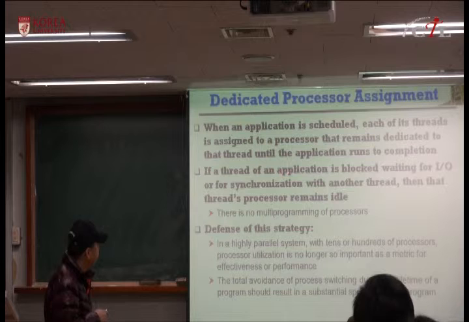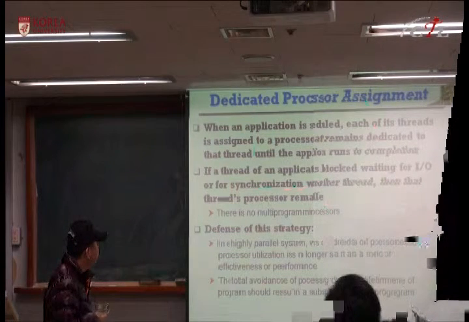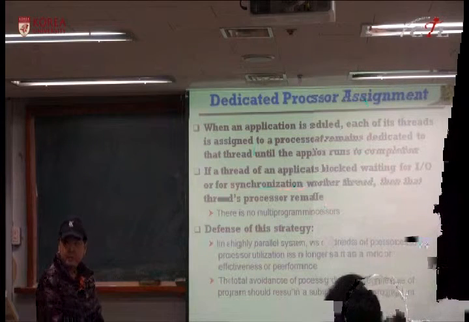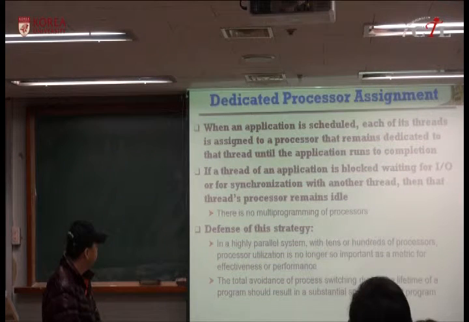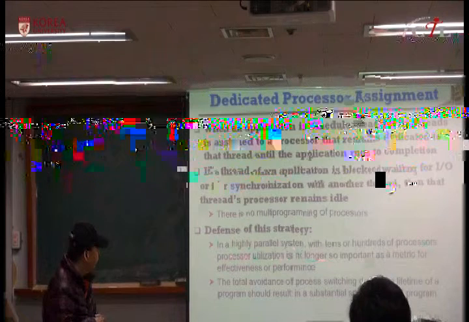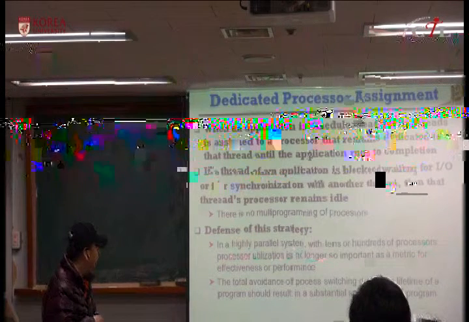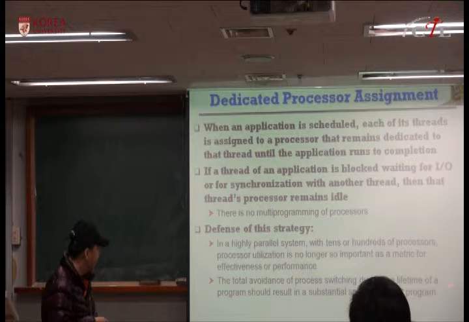If a thread of an application is blocked waiting for I/O or for synchronization, then that processor remains idle. So in dedicated processor assignment, there is no multitasking or multiprogramming. You dedicate, but you don't context switch. You wait there. Okay? And this strategy might be effective for multiprocessor systems. In a highly parallel system with tens or hundreds of processors, processor utilization might no longer be so important as a metric for effectiveness or performance. The total avoidance of process switching during the lifetime of a program should result in substantial speedup of that program.